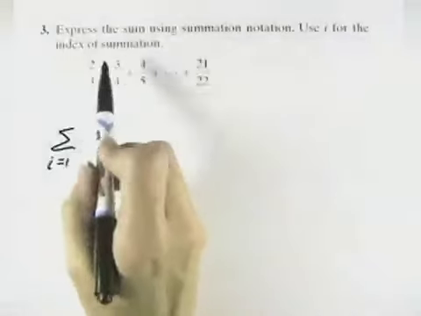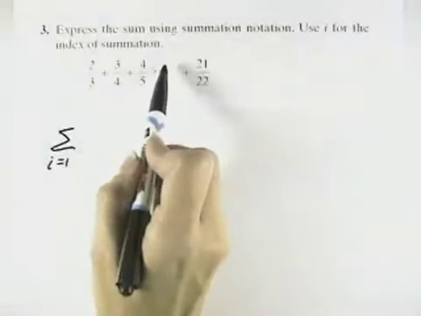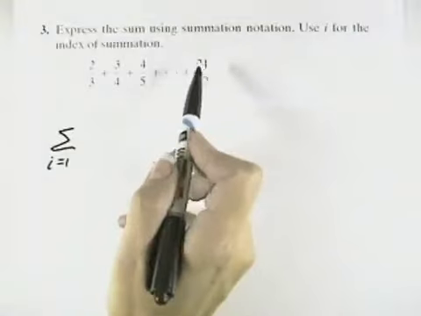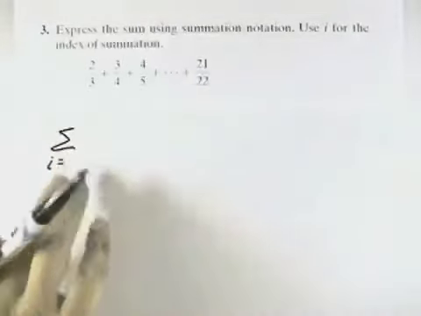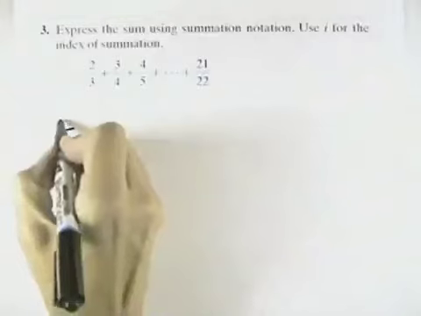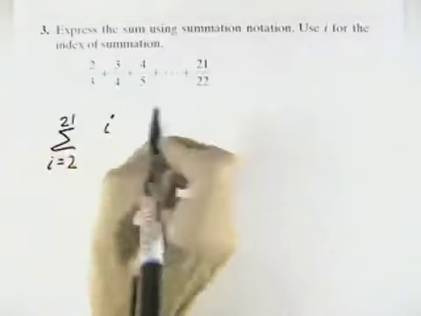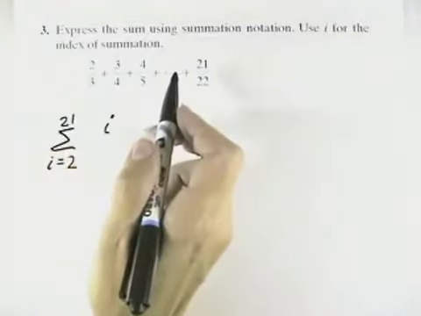Well, the numerator is a pretty simple pattern: 2, 3, 4, and it would go 5, 6, 7, etc. through 21. So instead of starting I at 1, I could say take I from 2 to 21, because then I know the numerator would just follow I. But then I need to figure out how to get the denominator.